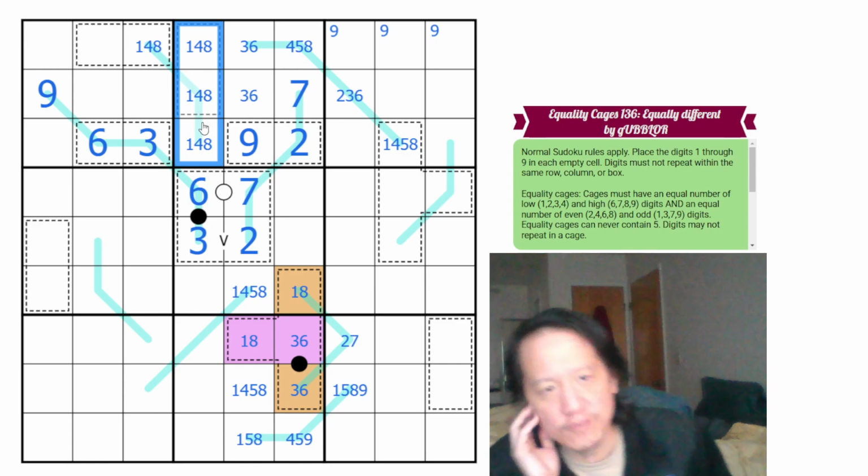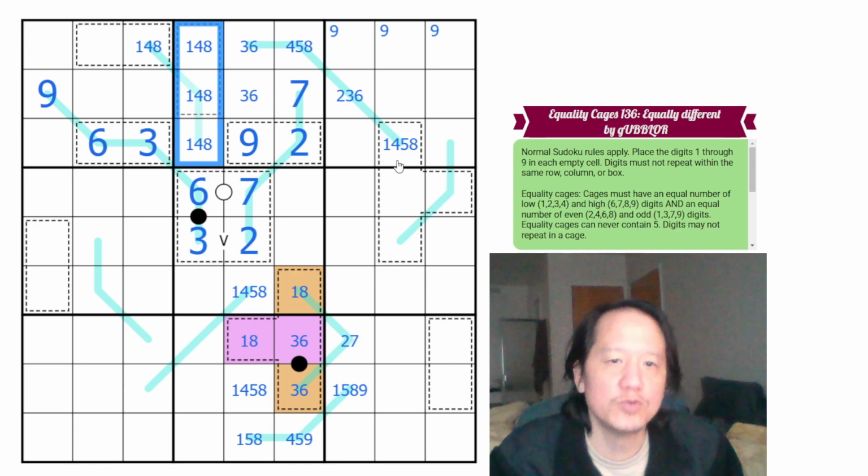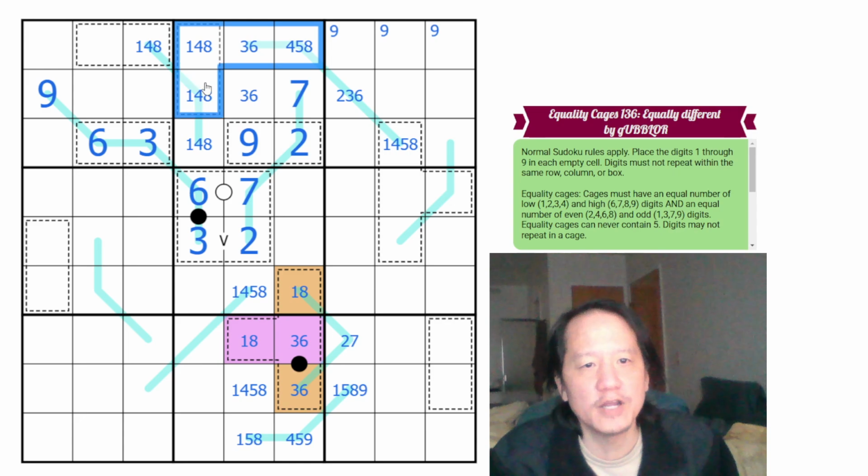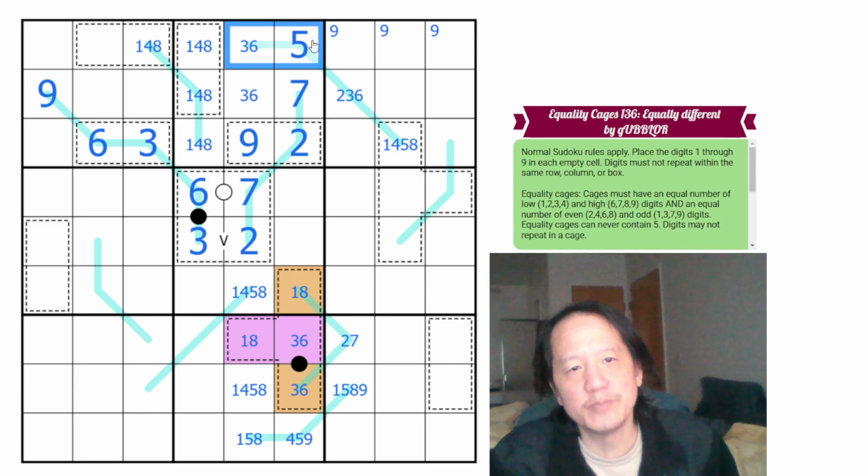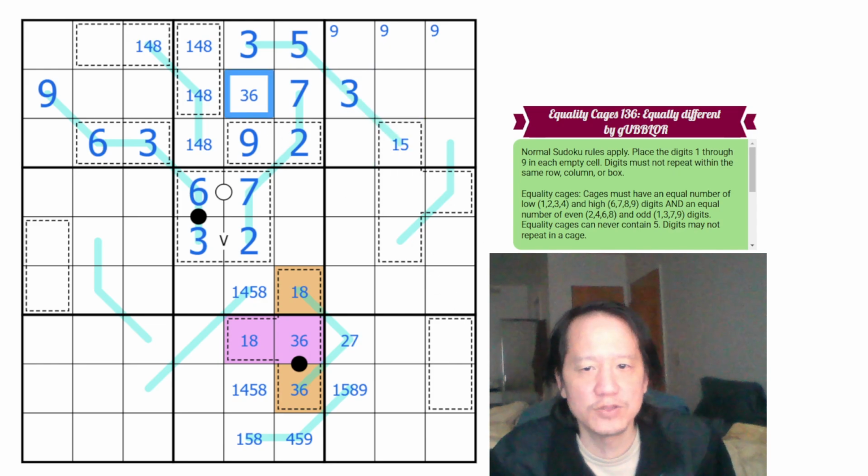Therefore, we have a 1, 4, 8 triplet in box 2, which eliminates 1, 4, and 8 from the rest of the box, which makes this a 5. And 5 again cannot be in a difference line of 1, so it must be a difference line of 2. So this is 3, which makes this 3, which makes this 1 or 5. Therefore, this can't be 3. This must be a 6. This can no longer be 5.